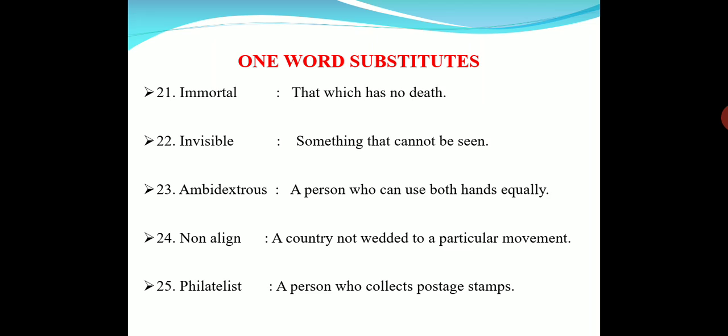Ambidextrous. Ambidextrous means a person who can use both hands equally. Generally, we do things with our right hand. Some people have the habit of using left hand for doing things. But some people can use both hands equally. In Mahabharata, Arjuna is called as ambidextrous, Savyasachi. So he can fight with the arrows with both hands, using his both hands.